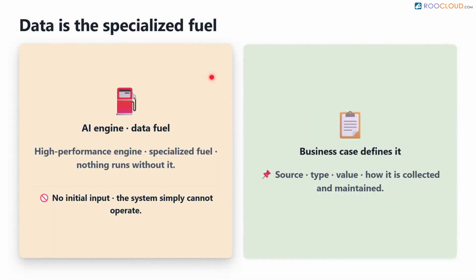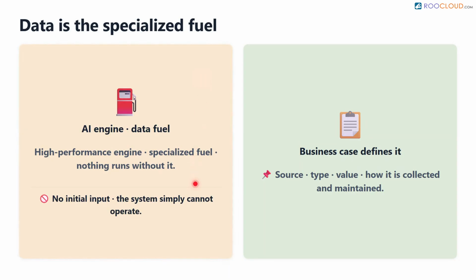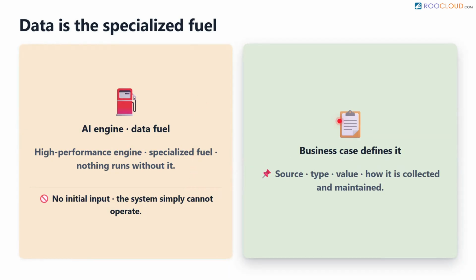Every artificial intelligence model requires data to learn and function. If an artificial intelligence system is a high-performance engine, data is the specialized fuel it needs to run. Without this initial input, the system simply cannot operate. When an organization decides to build an intelligent tool, the business case must clearly define where this data will come from, its specific type, its original source, its overall value, and how it will be continuously collected and maintained.